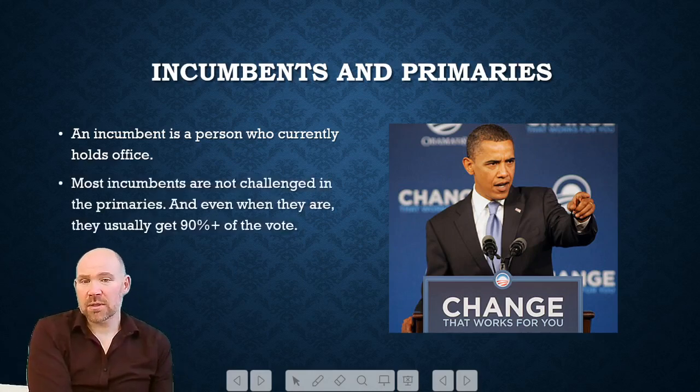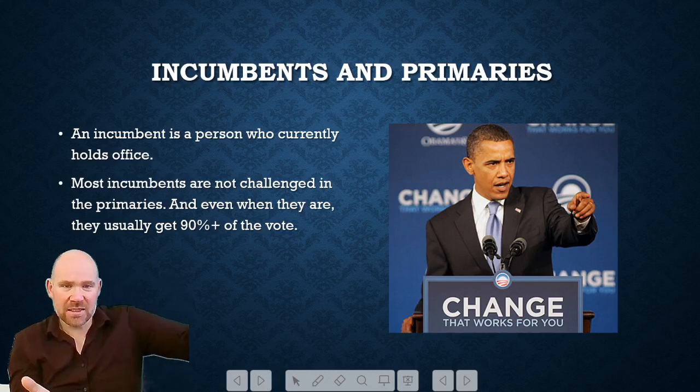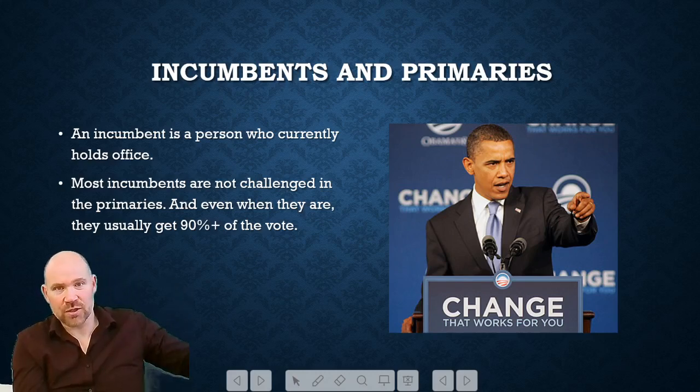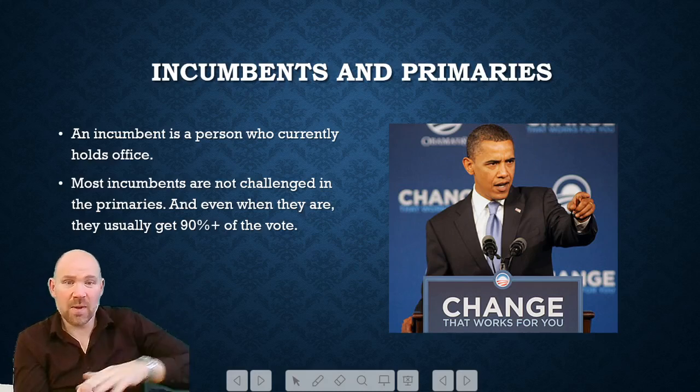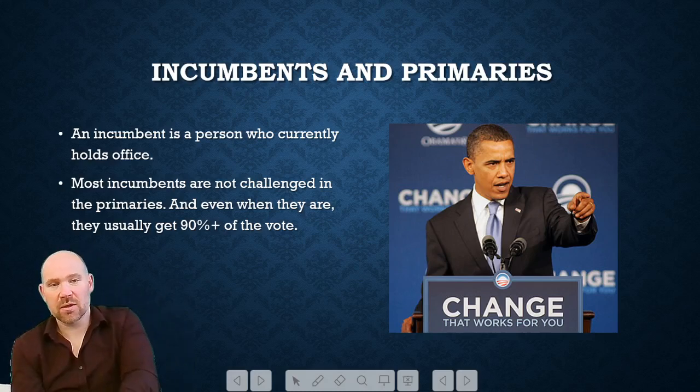Now, most incumbents aren't challenged in primaries, and I'm talking about both senators and presidents here, and even when they are, they usually get 90% plus of the vote. There isn't always an incumbent, so think it through. A president can only serve 2 terms, so every 8 years there is going to be an election with no incumbent, but every 4, there will be an incumbent if that particular president decides they want to stand again.